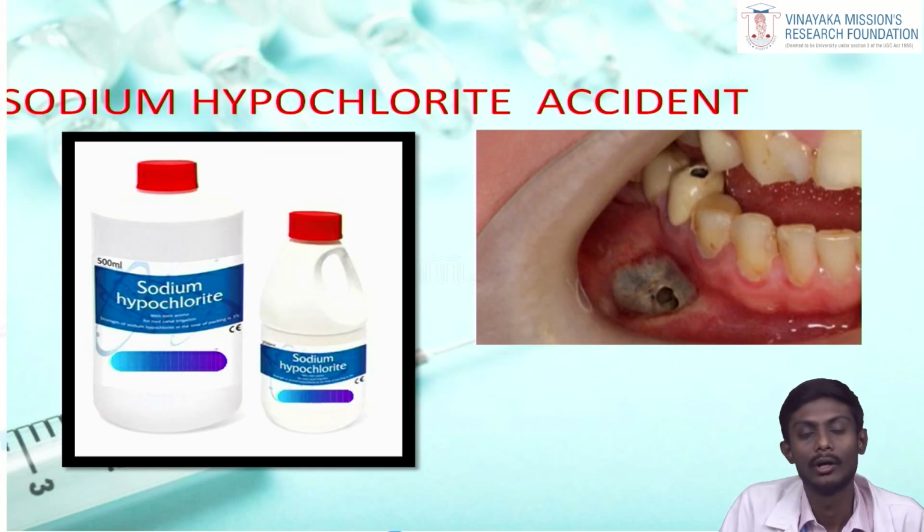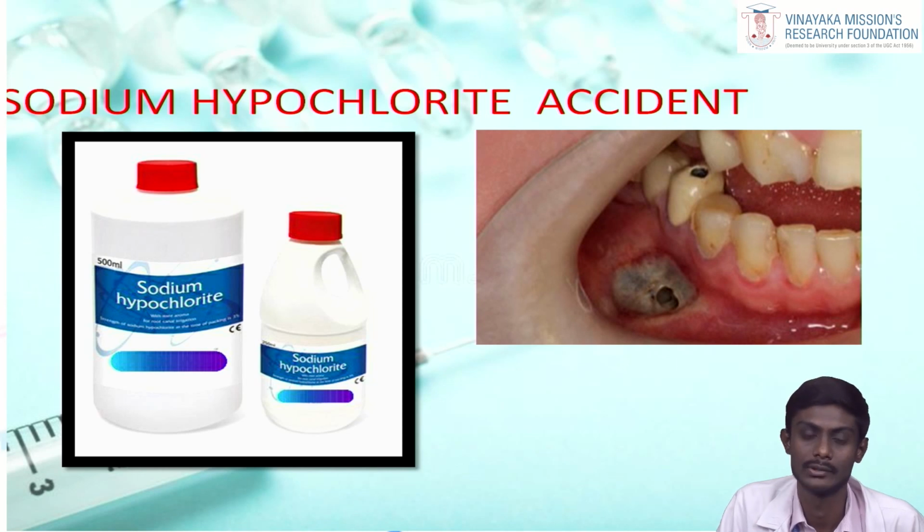The main endodontic irrigant mishap in our day-to-day practice, which clinicians and practitioners face, is the sodium hypochlorite accident. Sodium hypochlorite is the gold standard irrigant solution which we commonly use now. Its concentration ranges from 0.5% to 6%. For endodontics, the most commonly used percentages are 3% and 5%. The sodium hypochlorite accident is one of the major accidents we commonly face daily as clinicians and practitioners.